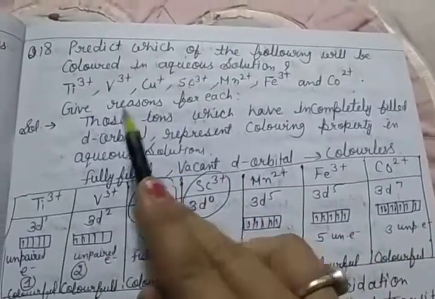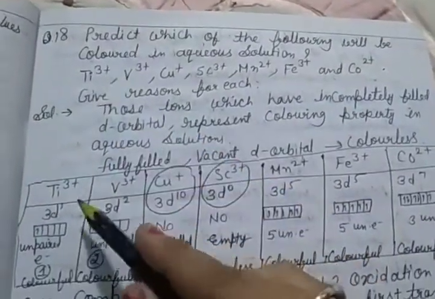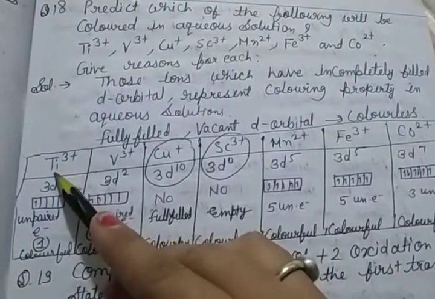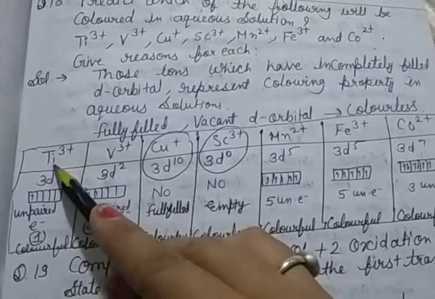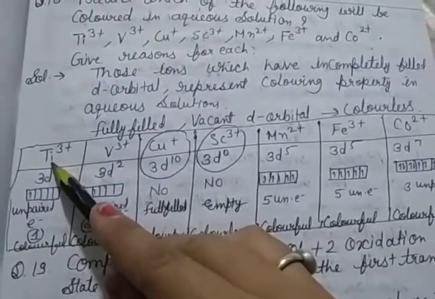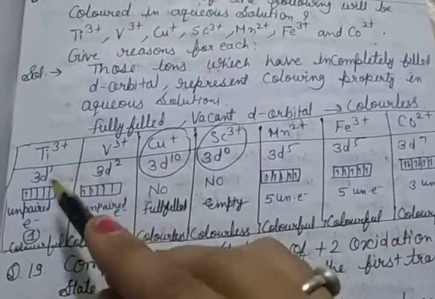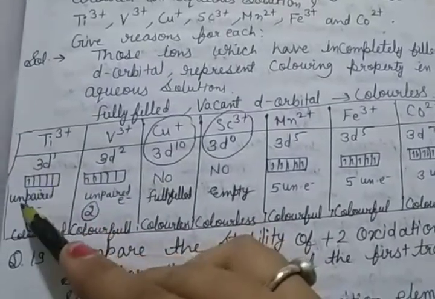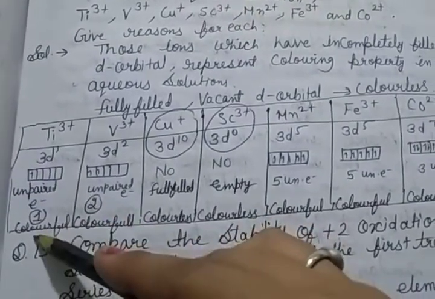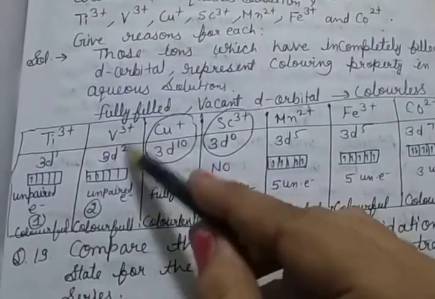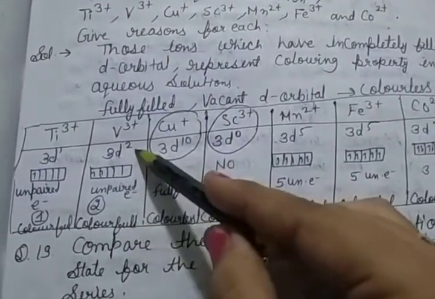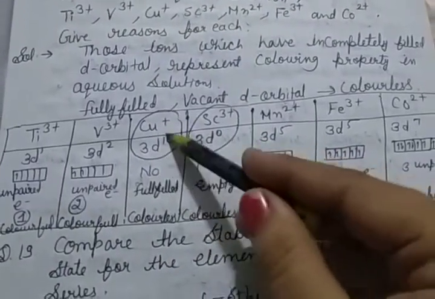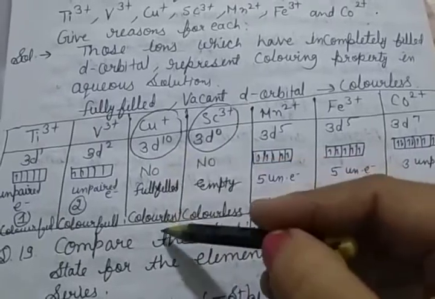One by one we have to see. First, titanium 3 plus. Titanium has atomic number 22, and for 3 plus its configuration is 3d1, so only one electron, an unpaired electron, which means it is colorful. Vanadium 3 plus has configuration 3d2, so 2 unpaired electrons. Copper plus has 3d10, fully filled, so no unpaired electron, which means colorless.